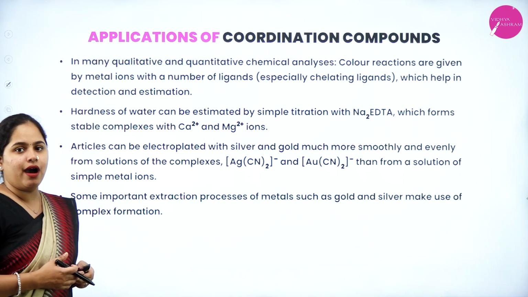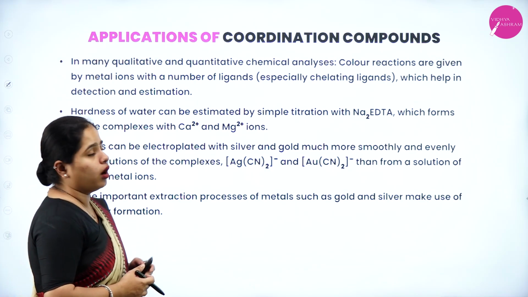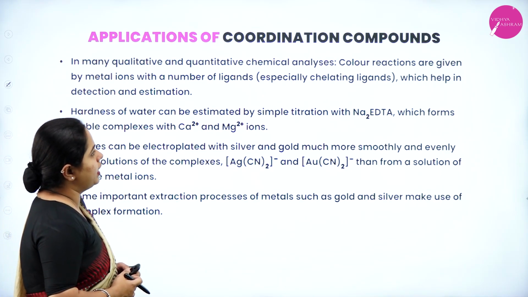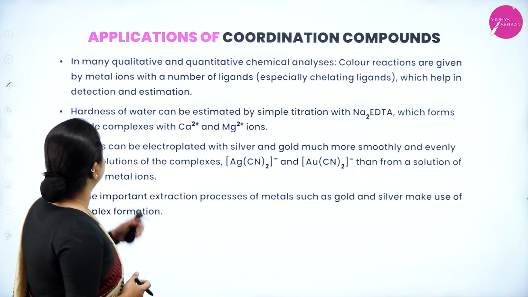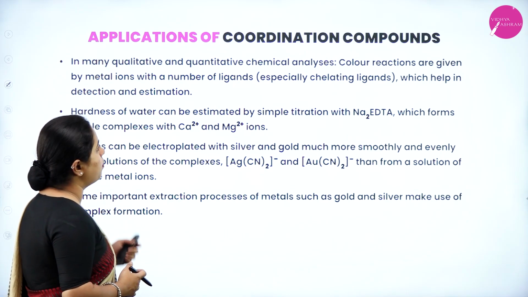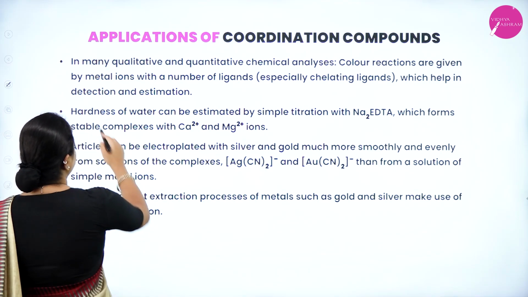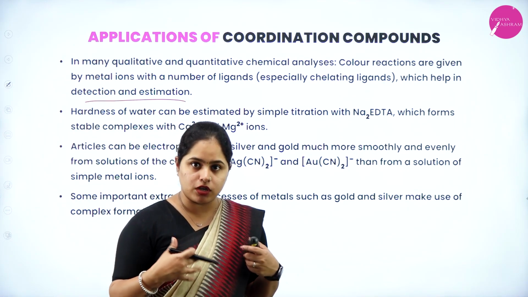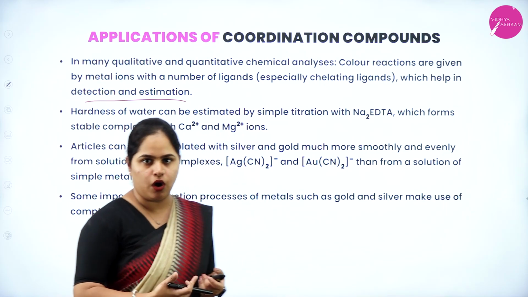Now, moving on to the last part, what are the applications of coordination compounds? In many qualitative and quantitative chemical analyses, color reactions are given by metal ions with a number of ligands, which help in detection and estimation. They are easy to detect and estimate because, of course, they are colored coordination compounds, right?